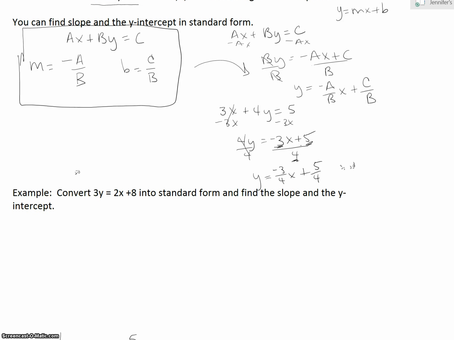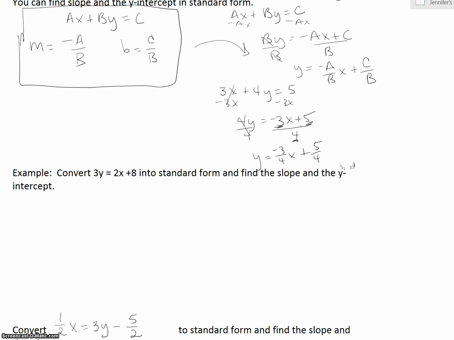So let's keep going. Let's look at an example. Let's convert y equals 2x plus 8 into standard form and then find the slope and the y-intercept from there. So to move this into standard form, we have 3y equals 2x plus 8. We need to move that 2x back over, so we're going to do that by subtracting 2x on both sides. So that gives us negative 2x plus 3y equals 8.